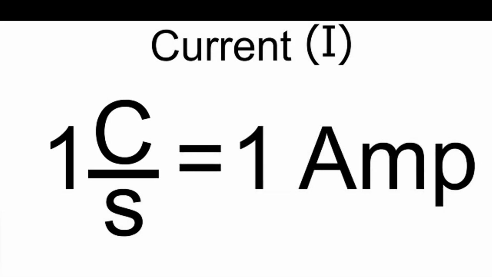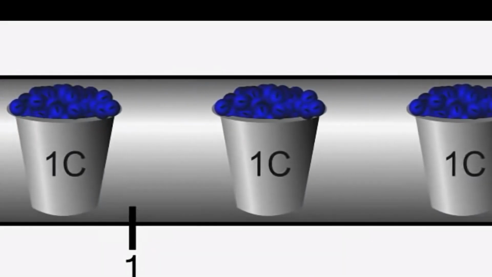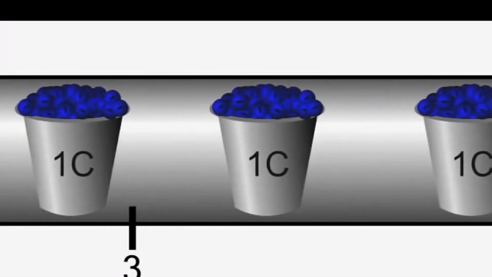But you must never forget that what an amp means is a coulomb passing a point in a second. So if there's a current of 5 amps flowing, that means 5 coulombs are passing a point in 1 second. Current is the easy part of electricity because I think it's not too difficult to think of the number of coulombs that are passing a point in a second. Voltage is a little bit trickier.